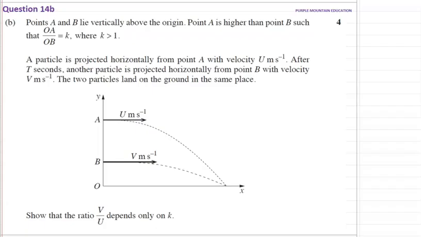Question 14b. Points A and B lie vertically above the origin. Point A is higher than point B such that OA over OB is k, where k is more than 1. A particle is projected horizontally from point A with velocity u meters per second. After T seconds, another particle is projected horizontally from point B with velocity v meters per second. The 2 particles land on the ground in the same place. Show that the ratio v over u depends only on k. Pause here to try yourself.